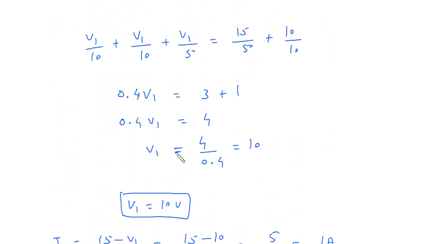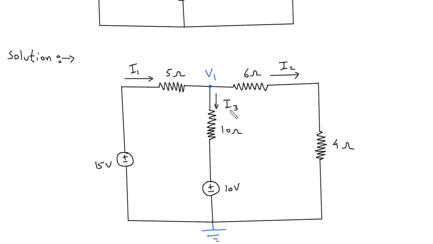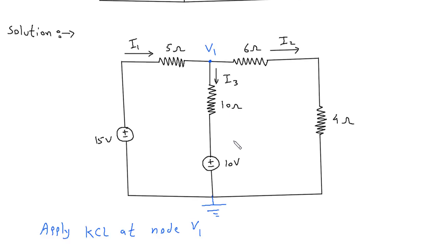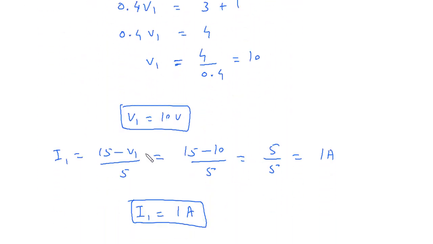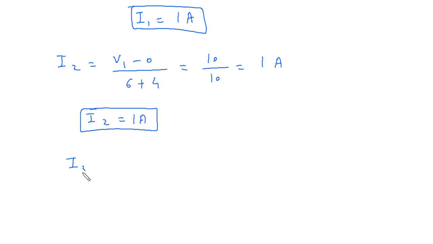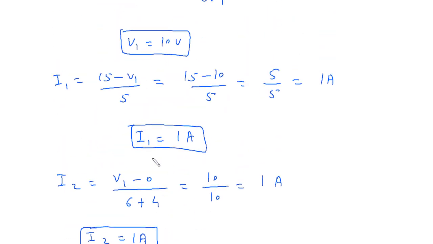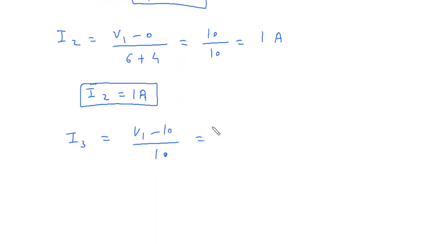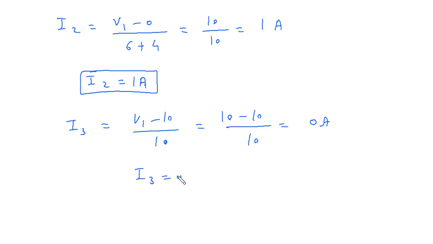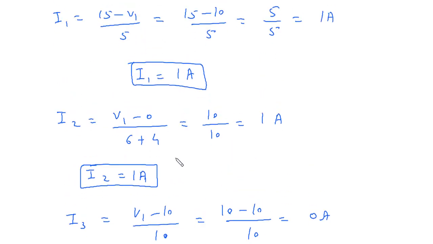Now I3 is (V1 minus 10) upon 10. The value of V1 is 10 volt. So (10 minus 10) upon 10, that is 0 ampere. So I3 is 0 ampere. This is how we can find currents using nodal analysis.